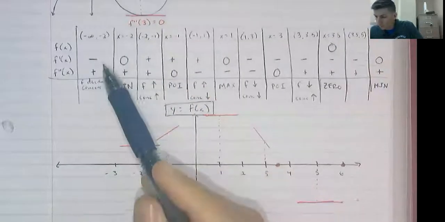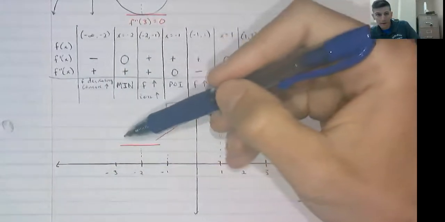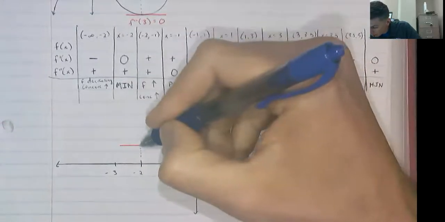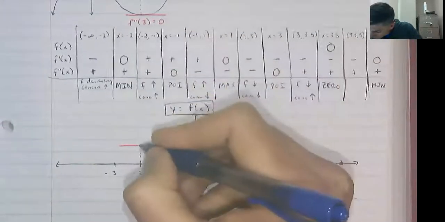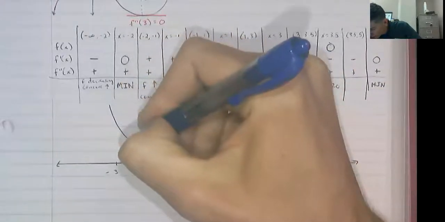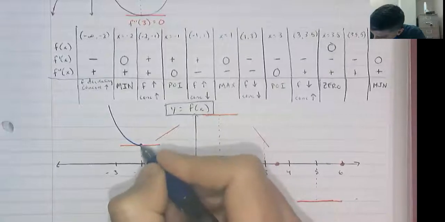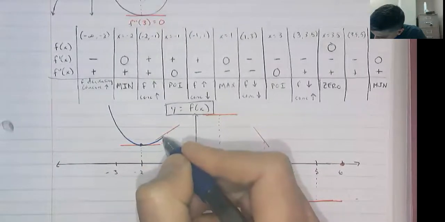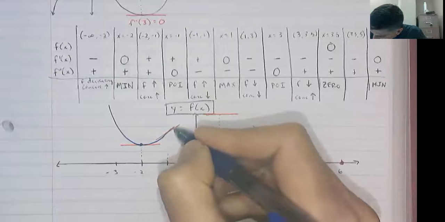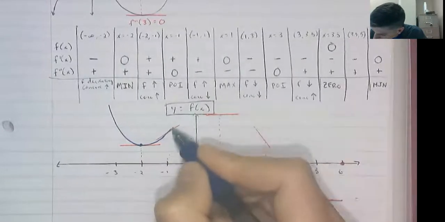So from negative infinity to negative 2, we know we're going to be decreasing and concave up until we hit this 0. So decreasing, concave up. We then hit the relative minimum. We're concave up until negative 1, which is our point of inflection. And then there's that kind of subtle change from concave up to concave down.